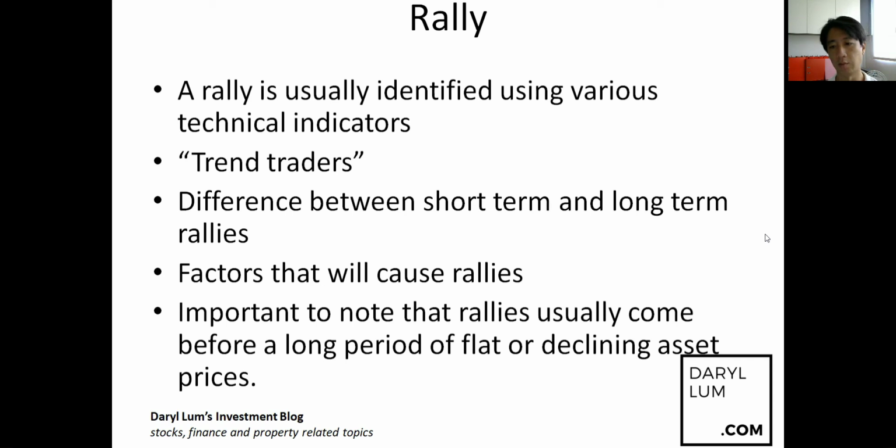Okay, so it's important to note that rallies usually come before a long period of flat or declining asset prices. So you must understand that prices will rally and move up for a sustained period of time. If it's a long-term rally, there will come a point in time whereby the rally will actually plateau, because property prices, based on human behavior, tend to accelerate and cross what is fundamentally sustainable. It's human nature that we overdo things. So when we buy, we tend to overbuy because of fear of missing out. Then after that, when we sell, we also tend to oversell. So because of human behavior and psychology, rallies usually come with a long period of flat or declining asset prices, because people realize that it's too high already.